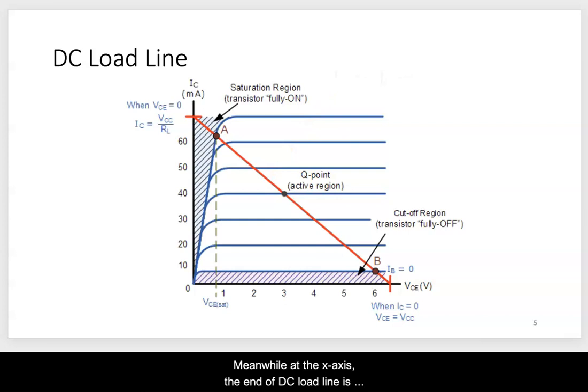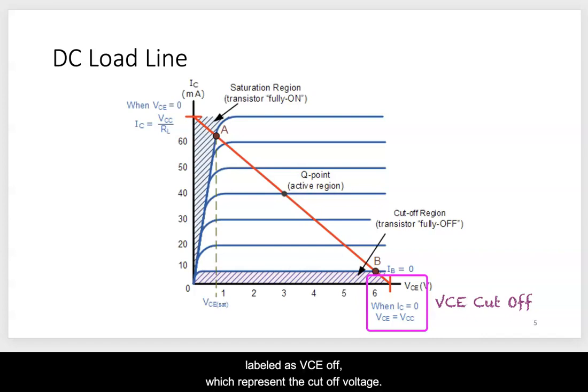Meanwhile, at the x-axis, the end of the DC load line is labeled as VCE off, which represents the cutoff voltage. In cutoff condition, the emitter and collector act as an open circuit, which means IC equals 0. Hence, IC times RC is 0, and the KVL equation at the CE loop, which is the output of the common emitter circuit, becomes VCE off equals VCC.